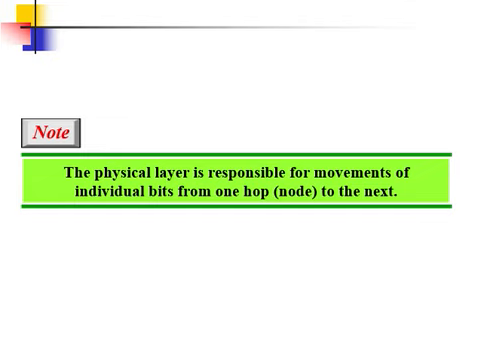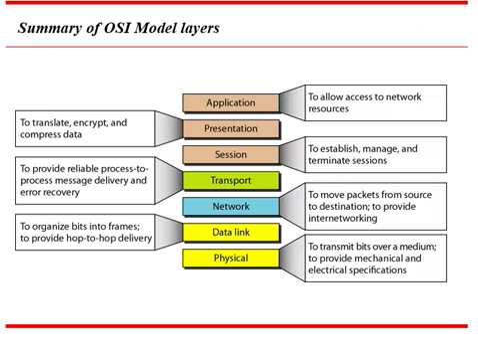Note that the physical layer is responsible for movement of individual bits from one hop or node to the next node. Here is the summary of today's lecture on the OSI model layers. Firstly, the application layer, which allows access to the network resources. Second is the presentation layer, where we translate, encrypt and compress the data.